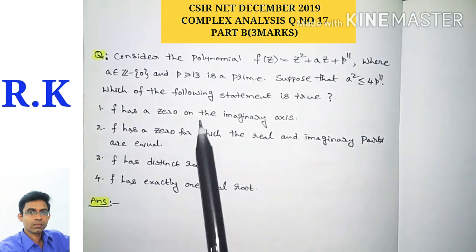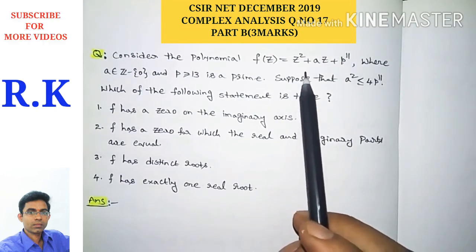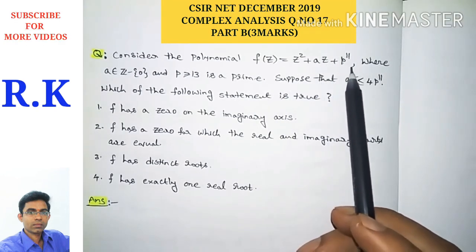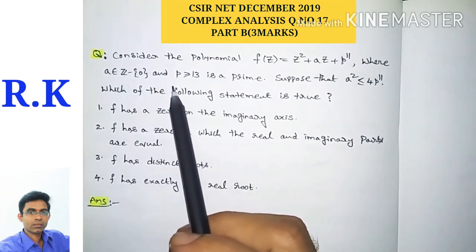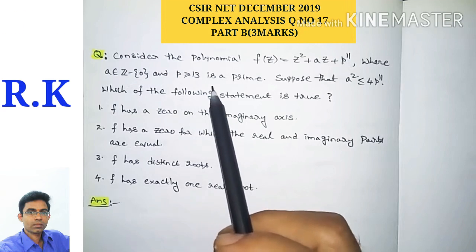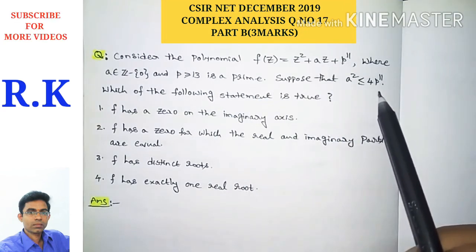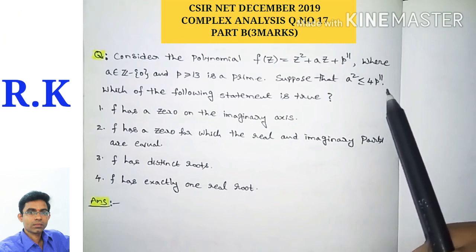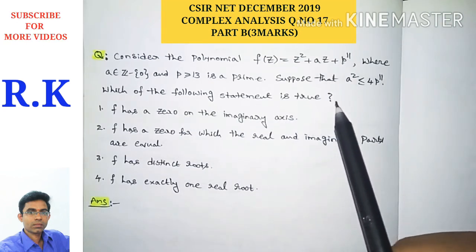In this video, I'm going to discuss CSIR NET December 2019 complex analysis question number 17 from part B, 3 marks question. And the question is, consider the polynomial f of z is equal to z square plus az plus p to the power 11, where a belongs to Z minus singleton 0 and p greater than or equal to 13 is a prime. Suppose that a square is less than or equal to 4 into p to the power 11, then which of the following statements is true?